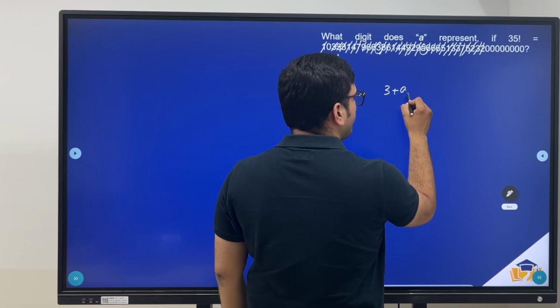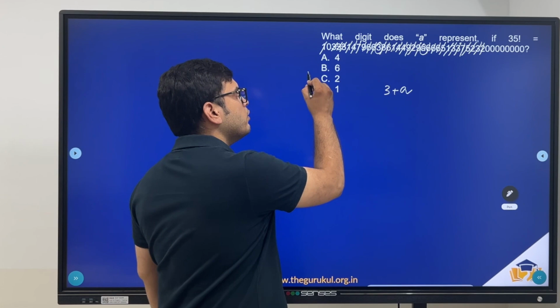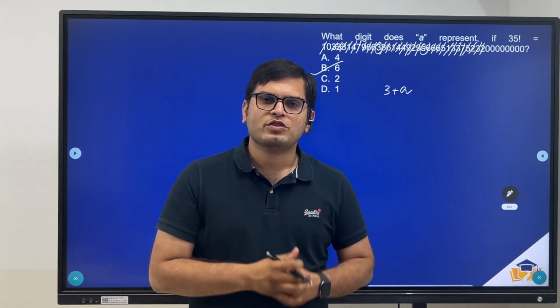So 3 plus A should be a multiple of 9 and A has to be a single digit number. So what value should A take? 6. Hence option B should be the answer to this question.